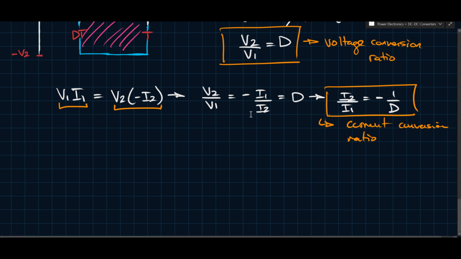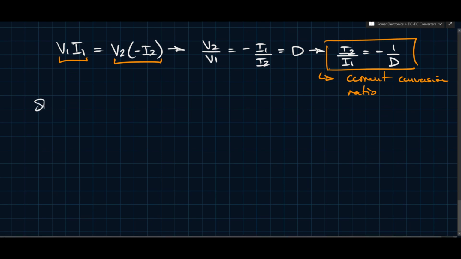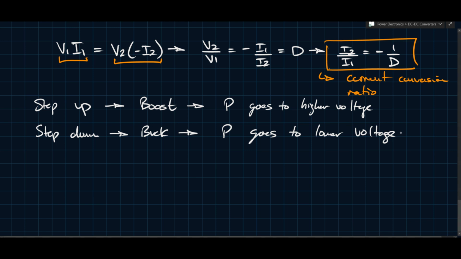So in general you can either have a step up. Step up sometimes is called a boost, and that means that the power goes to, let's say, higher voltage, right? And then you have a step down, which we call a buck converter, more commonly. And this one, P, goes to lower voltage. So the direction of power flow is what distinguishes the two. Other than that, they're basically the same thing, physically speaking at least.